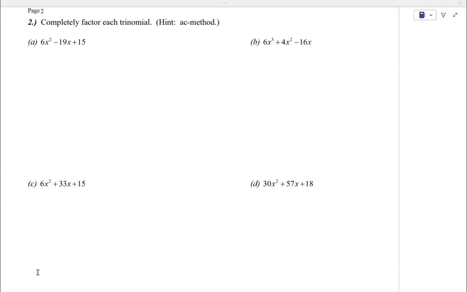What do we do to start the AC method? What do we do first? Yeah, multiply the 6 and the 15. So the first thing we do is 15 times 6 gives us 90. That's the first step, right? You take your leading coefficient, the coefficient on the x squared, and multiply it by the constant. That's step 1. What do we do next? Yeah, factors of 90, right? Let's do that next.